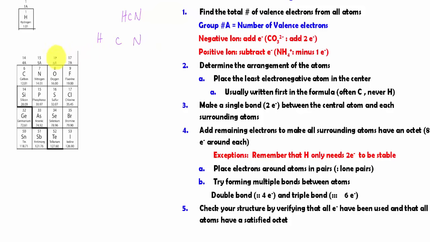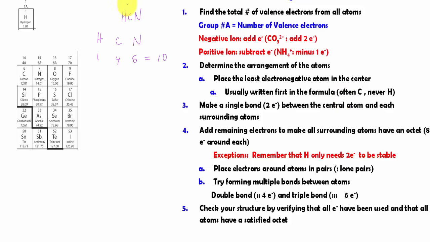So in this case we have hydrogen in group 1A, so it has 1, carbon in group 4, so it has 4, nitrogen in group 5, so it has 5. And that gives us a total of 1 plus 4 plus 5, a total of 10 valence electrons. The next step is to determine the arrangement of atoms. So again, usually the element that's written first is going to be the one in the center, or often it's going to be carbon, but never hydrogen.